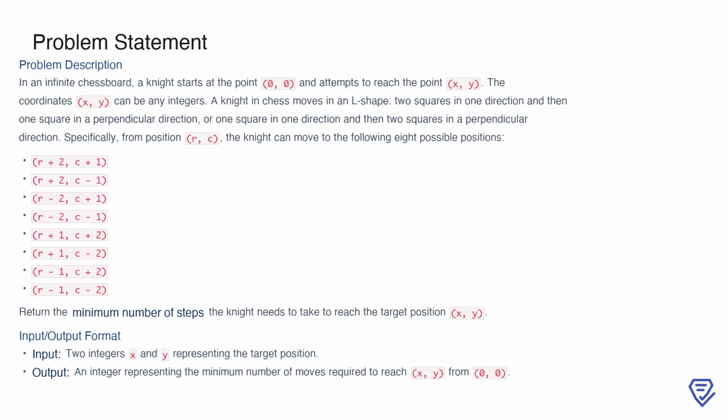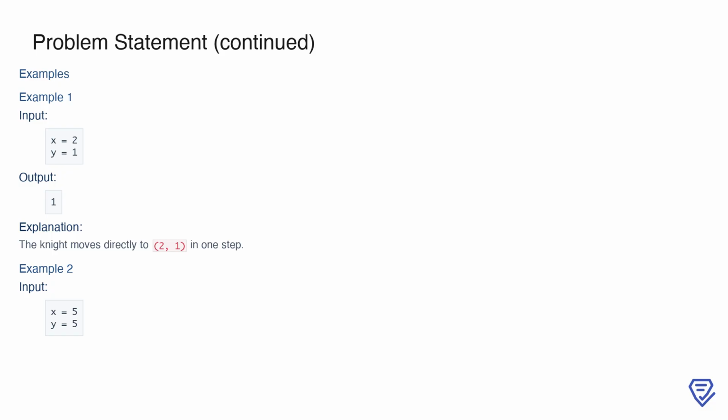Your goal is to determine the minimum number of such moves required for the knight to reach the target position x, y. The input to the problem consists of the integers x and y representing the target coordinates, and the output is a single integer indicating the minimum number of steps required. To better understand the problem, let's look at some examples.